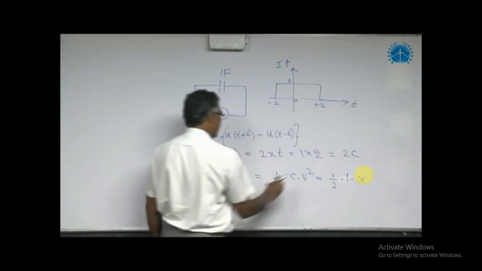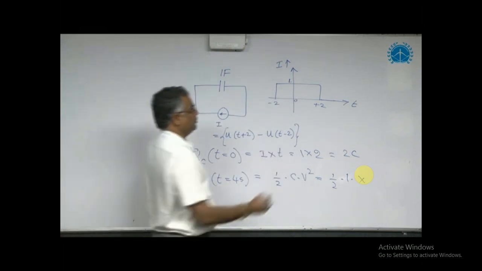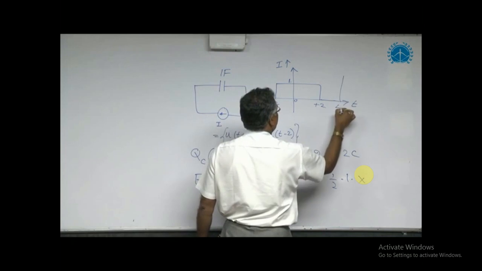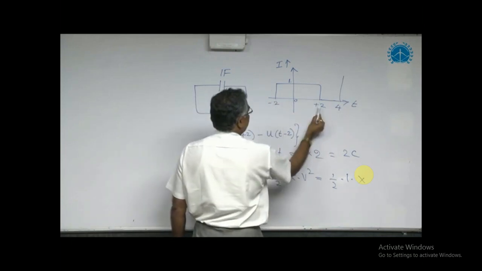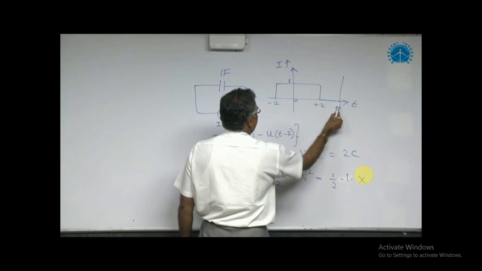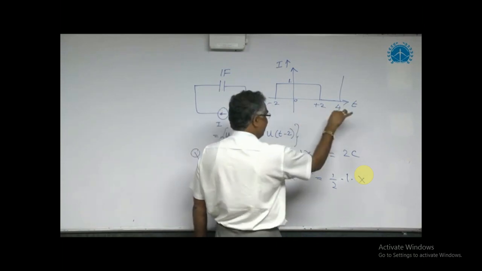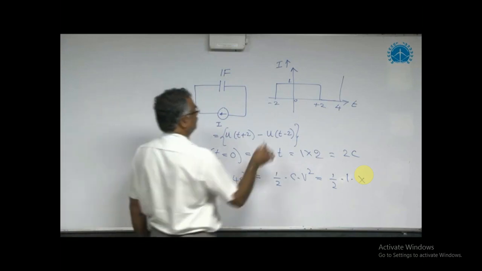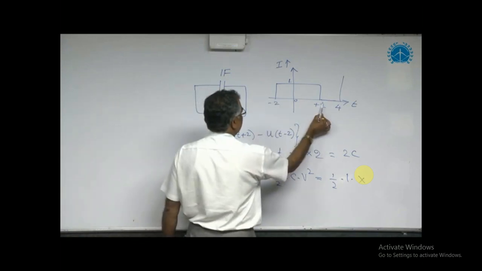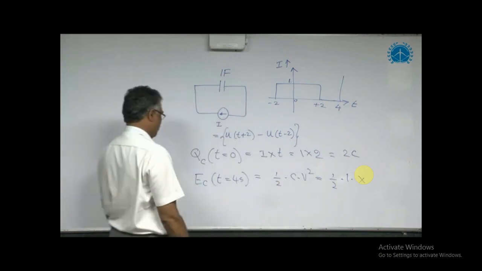Then what is the voltage in the capacitor at t equal to 4 seconds? At t equal to 4 is coming somewhere here. But the capacitor is charging from minus 2 to plus 2, nothing is charged here. Whatever voltage is there at t equal to plus 2, the same voltage is retained even at t equal to 4 also. Therefore, we need to find the voltage at t equal to plus 2, which can be taken as it is at t equal to 4 also.